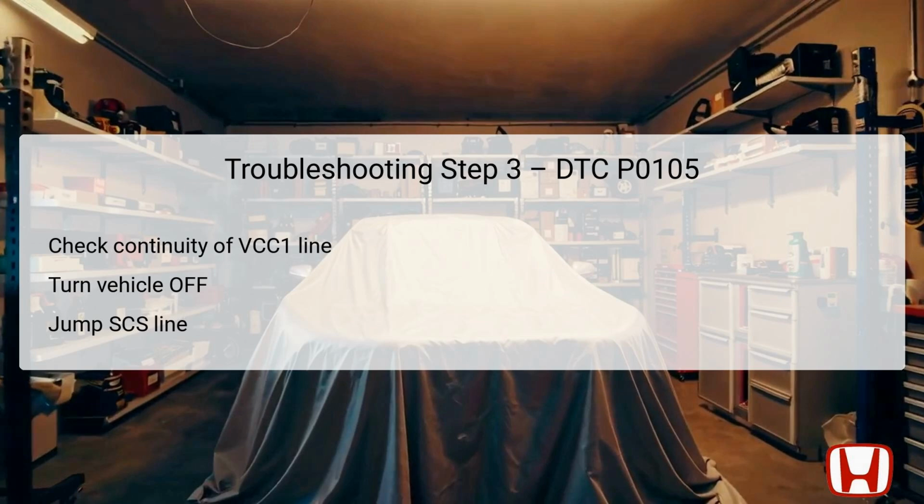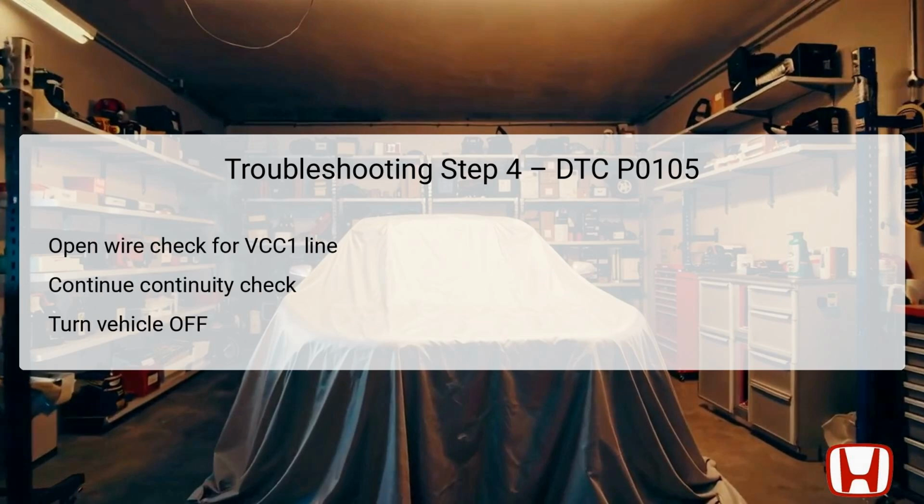Next, check for continuity between two key terminals, specifically from the MAP sensor's number 3 terminal to the body ground. This step helps determine if there is a short circuit in the VCC1 wire that connects the MAP sensor to the PCM. Continuity here suggests an issue in the wire, indicating a need for repair. If there is no continuity, proceed to check for opens in the wiring.